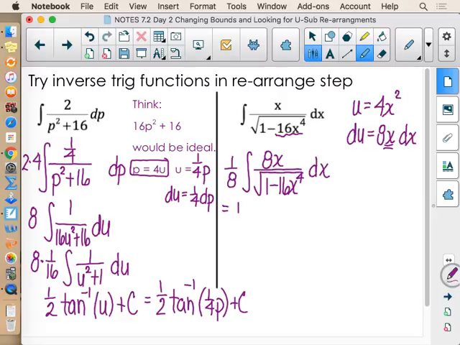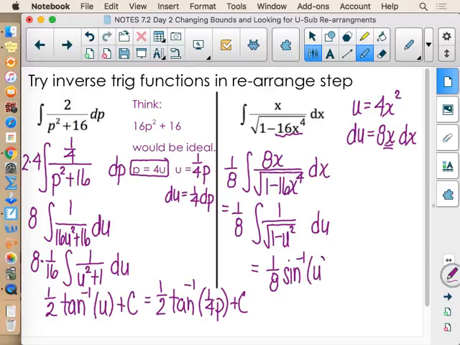And now I'm going to change over to my u's. So 1/8, the integral of my 8x dx is going to become my du. This is going to become 1 over the square root of 1 minus u squared. As I look, that's my inverse sine, so when I go to integrate, it's going to be 1/8 inverse sine of u, and then obviously plus my constant. When I go to sub everything back in, my final integral is 1/8 inverse sine of 4x squared plus a constant.